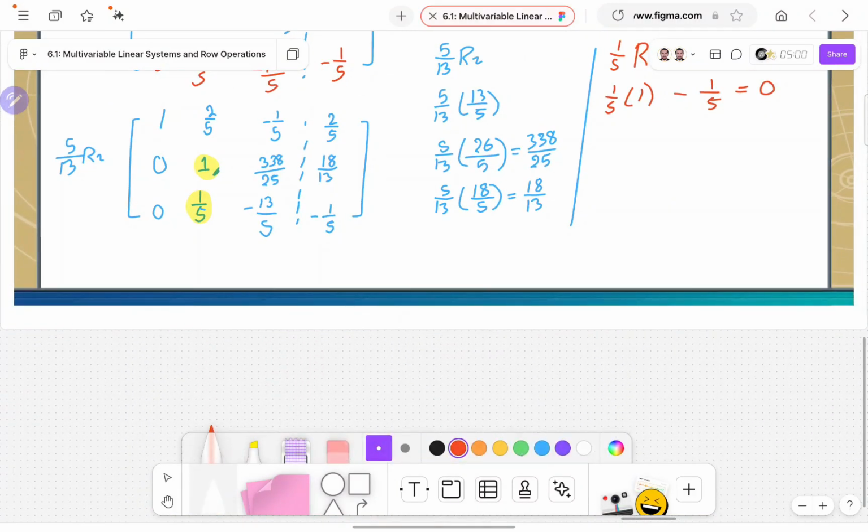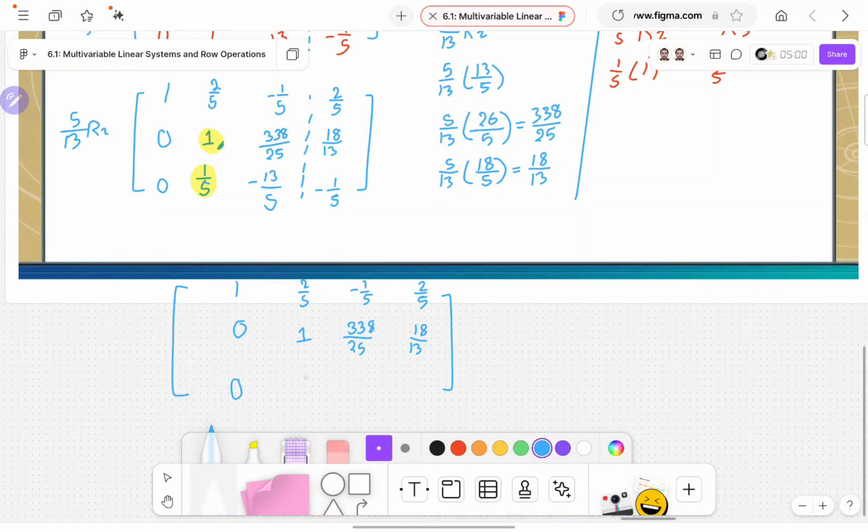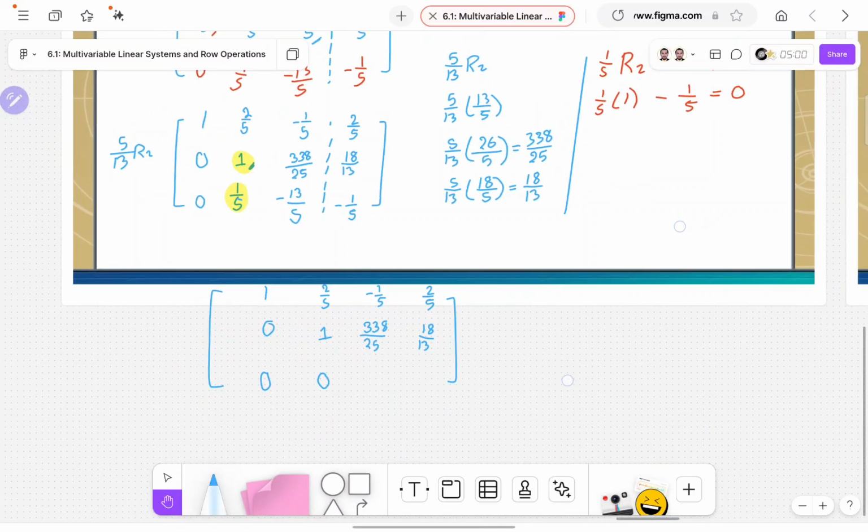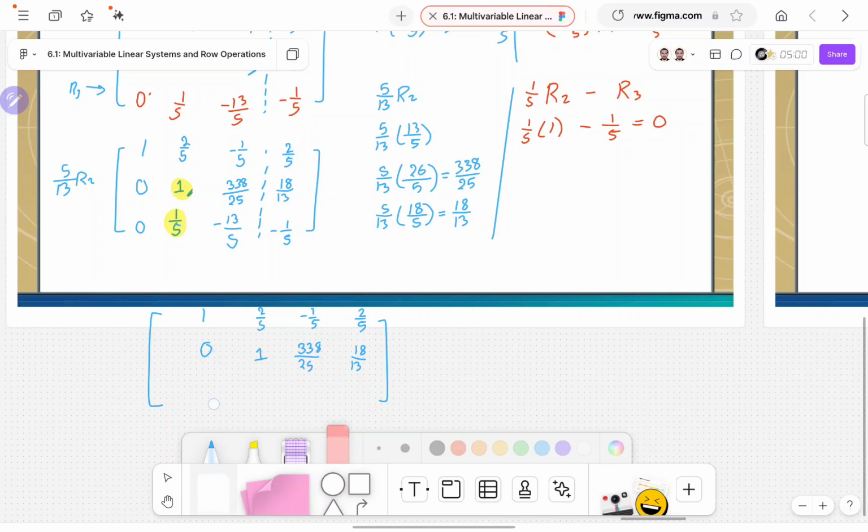Now let's write the new matrix here. Okay, let's write it down. So 1, 2 over 5, negative 1 over 5, 2 over 5, then 0, 1, 338 over 25, then 18 over 13. Now this one is 0. Now the first value becomes 0. Let's write it in red color. So the first value is 0. Now the second value we get is equal to 0.